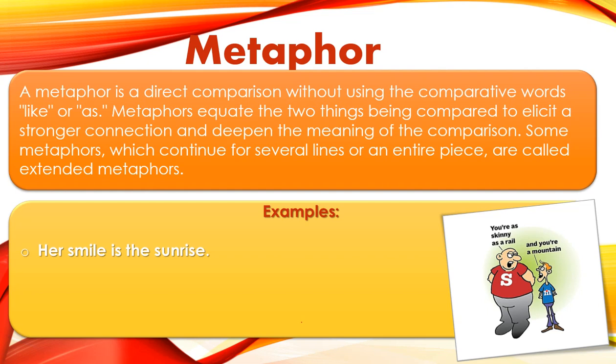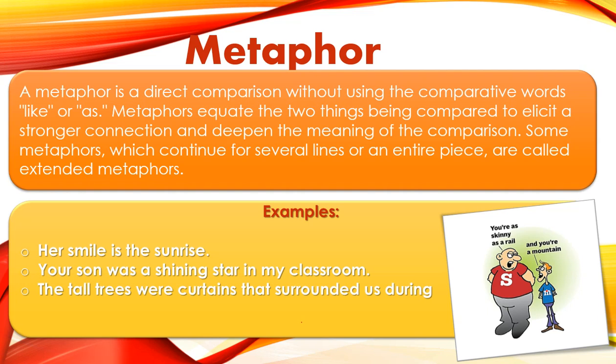Here, your smile is the sunrise, comparing your smile to the sunrise without using as or like. Your sun was a shining star in my bedroom. The tall trees were curtains that surrounded you during our picnic. So he is comparing the trees to the curtains as both of them surround during the picnic, without using as or like. So this is again metaphor.